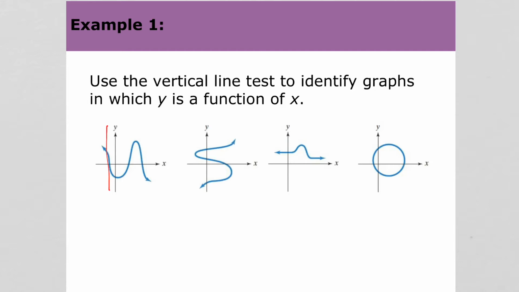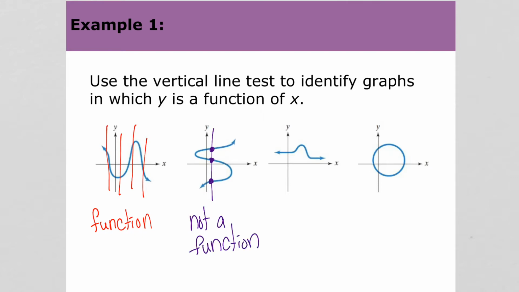So the first one, we draw vertical lines. If one vertical line hits more than once, then it's not a function. In this case, they all just hit once, so we have a function. For the second one, draw a vertical line. Here we can already see that it hits more than once, so we do not have a function. And the third one, vertical line, they all just hit once, so we have a function.